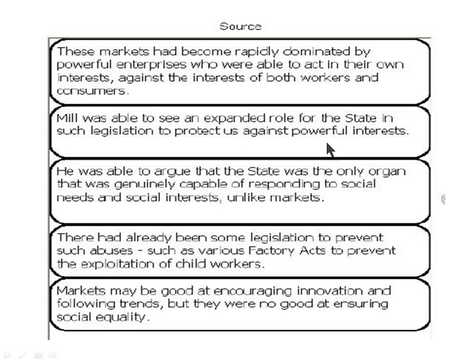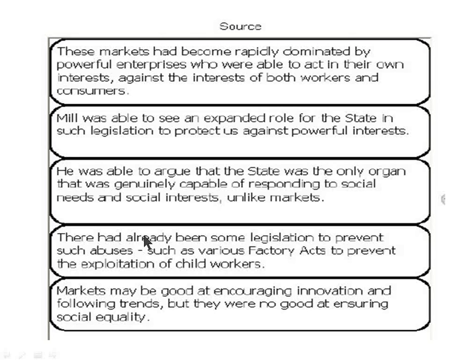"Mill was able to see an expanded role for the state in such legislation." So this can't be third. Such legislation means there must be a previous paragraph with legislation information, so leave this paragraph. Next is "He was able to argue." This paragraph will follow this one, because in this one they have given the name of a person, and in this they have said "he."